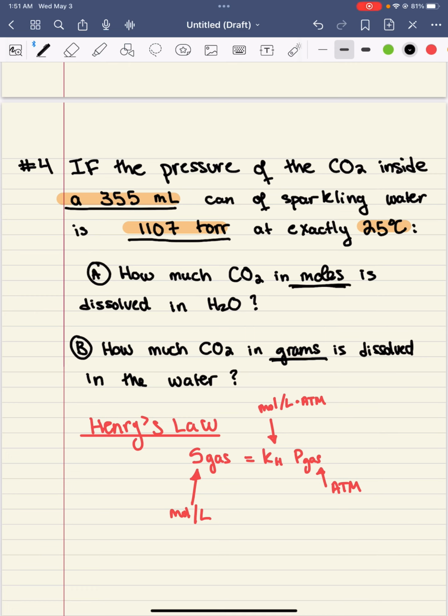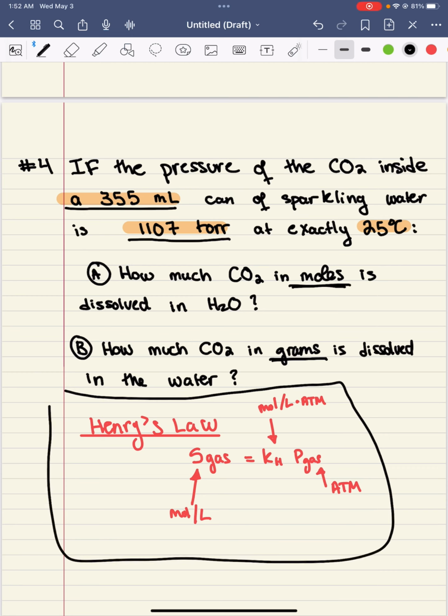So the first thing I like to do is just highlight all of the values that were given to me, and as you can see I have already done that. The second thing I like to do is just find an equation that works well for this problem, and as you can see I will be using Henry's law for this problem.